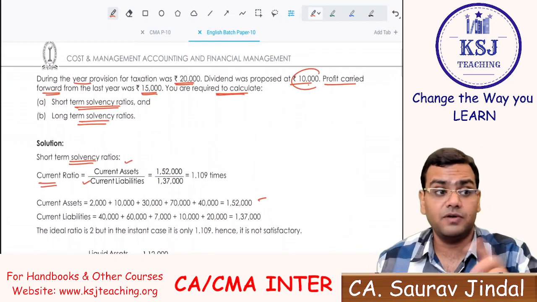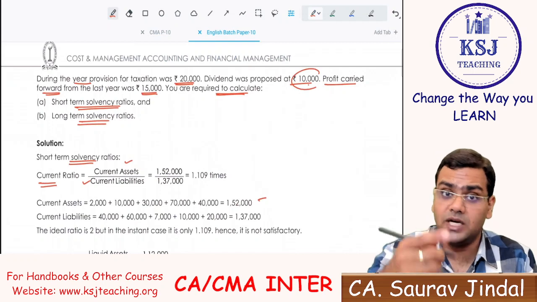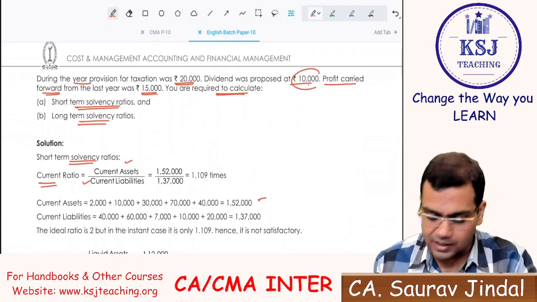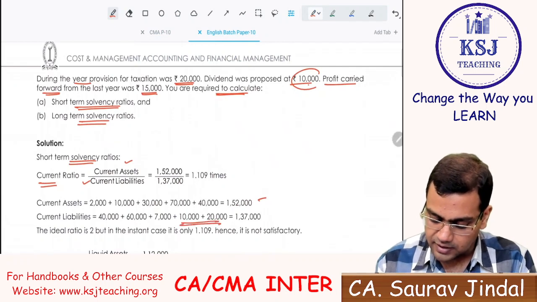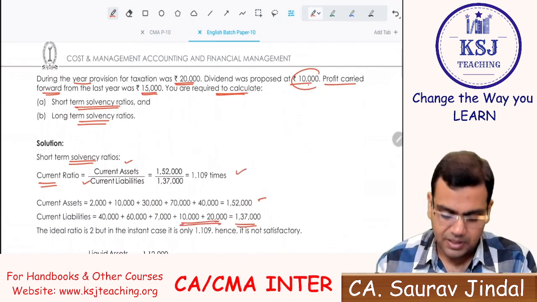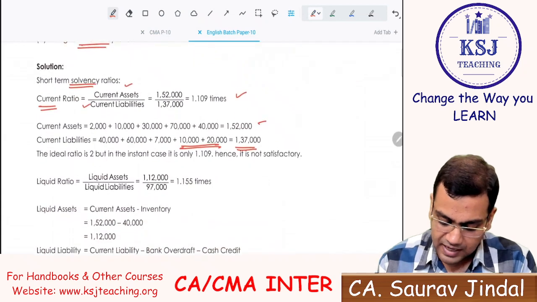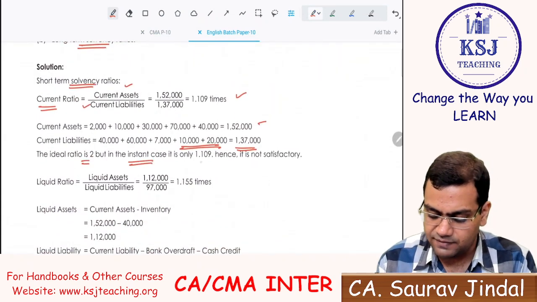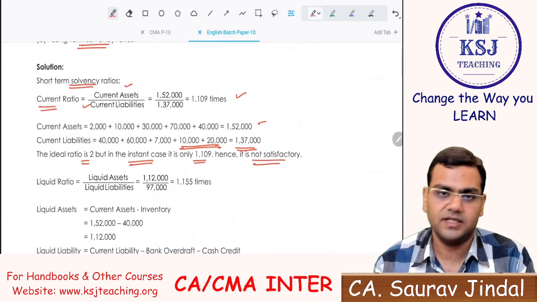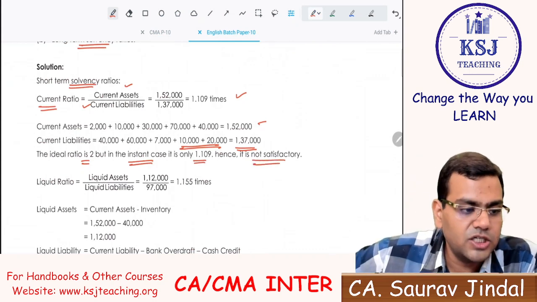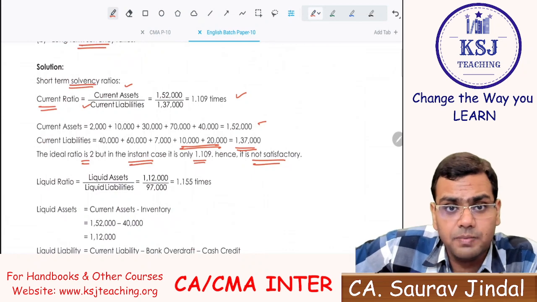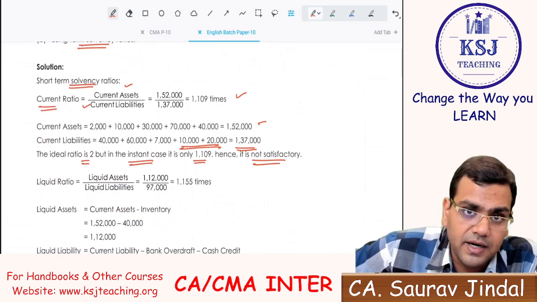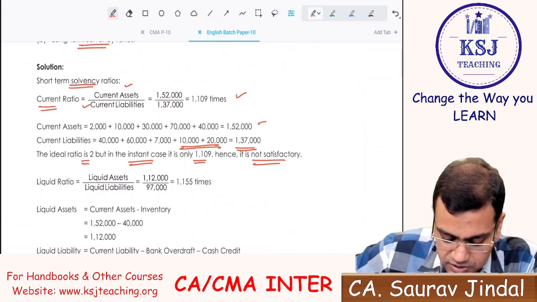If you are making a provision for taxation of 20,000, that means you are going to pay the tax in the immediate year. It will be paid within a period of 1 year. So it is a current liability. So that is what is taken here. So this becomes your current liability. Correct, sir. After that, he says the ideal ratio is 2, but in the instant case, it is only 1.109. Hence, it is not satisfactory. As we all know, the current ratio must be 2: if there is a current liability of 1 rupee, you must have 2 rupees in your pocket, right? As I have already explained in the conceptual lectures.